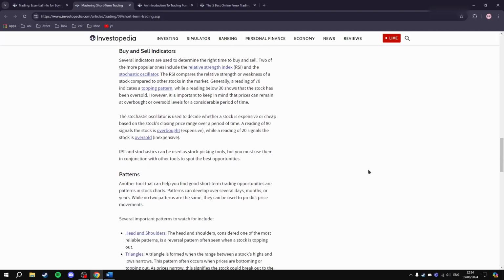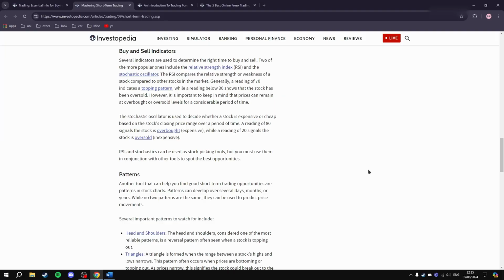Buy and sell indicators. Several indicators are used to determine the right time to buy and sell. Two of the most popular ones include the Relative Strength Index, RSI, and the Stochastic Oscillator, which we've gone through before. The Relative Strength Index compares the relative strength or weakness of a stock compared to other stocks in the market. Generally, a reading of 70 indicates a topping pattern, while a reading below 30 shows that the stock has been oversold. However, it is important to keep in mind that prices can remain at overbought or oversold levels for a considerable amount of time.